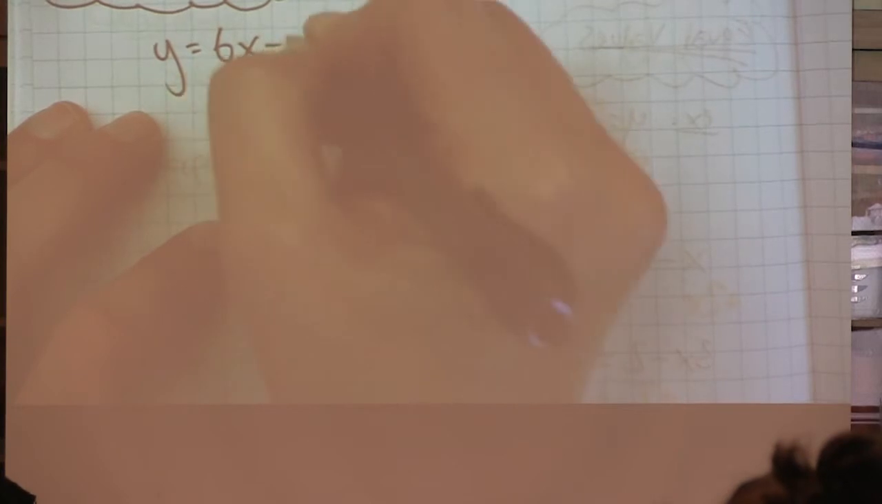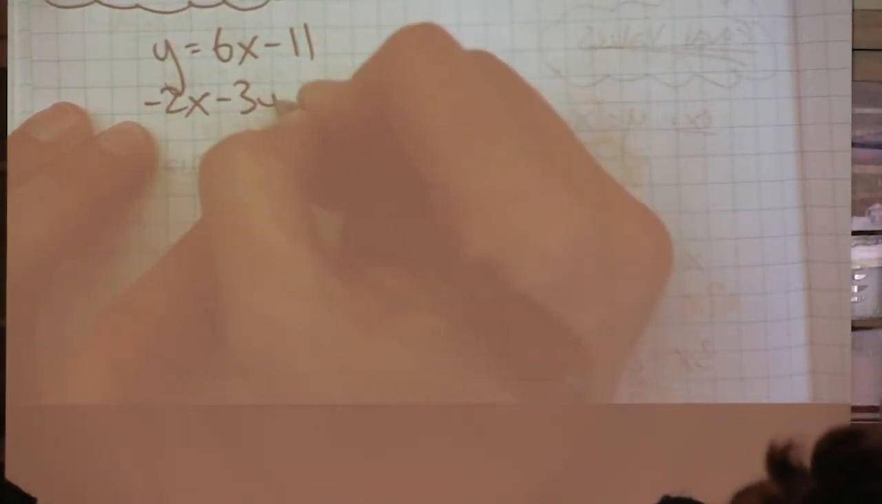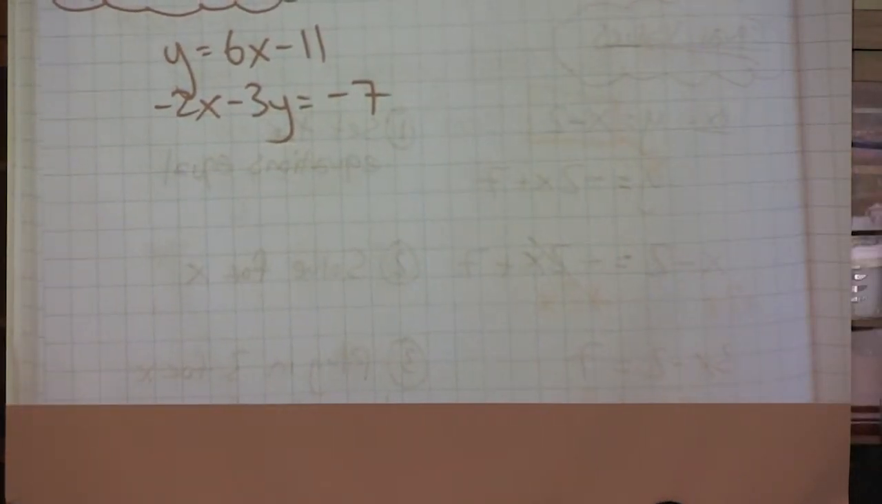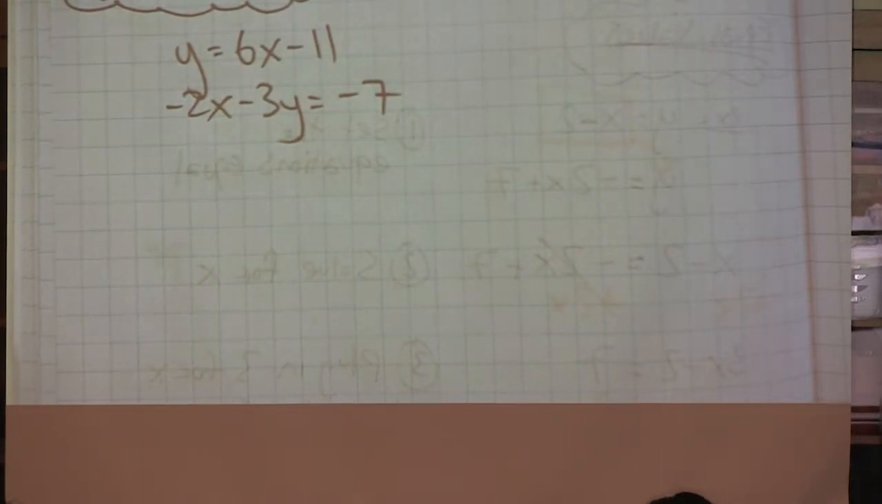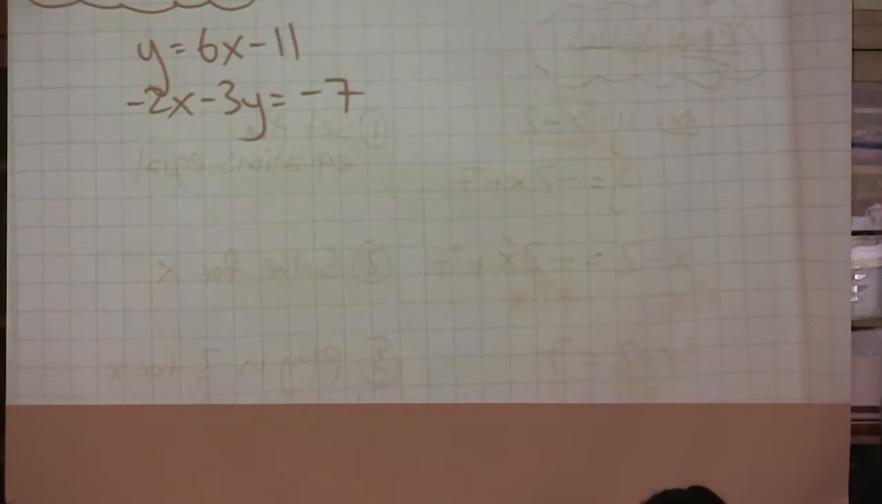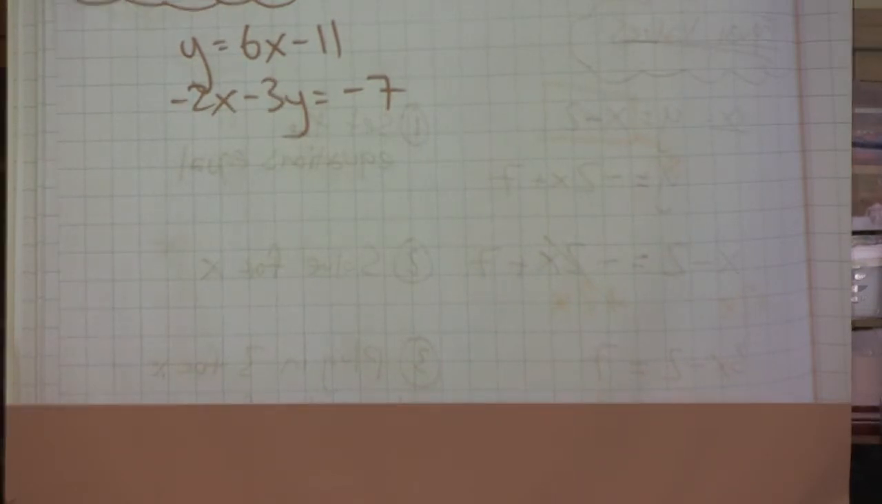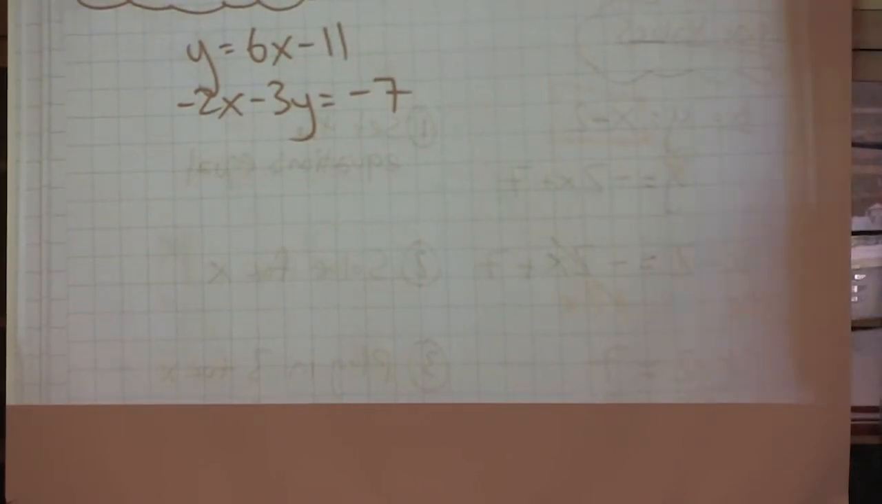Here it is: y equals 6x minus 11 and negative 2x minus 3y equals negative 7. This is what a lot of the problems on homework 3.5 look like. These are the hardest problems that will be in this unit, and we're all going to practice until we feel like they're easier. In this unit, substitution is, I think, the hardest method.